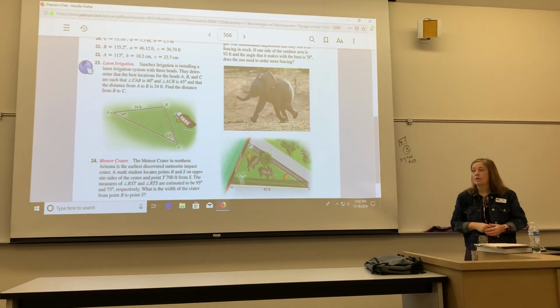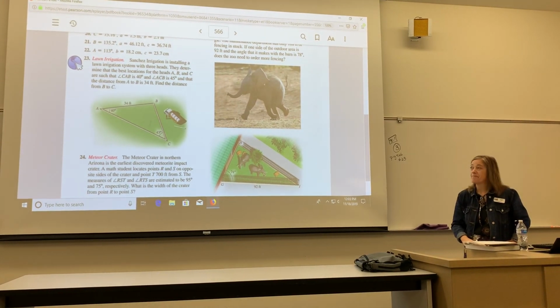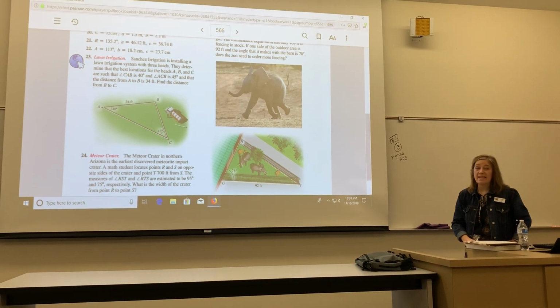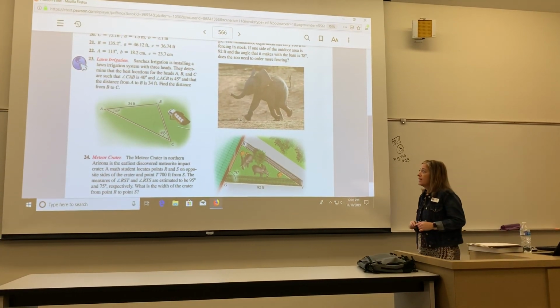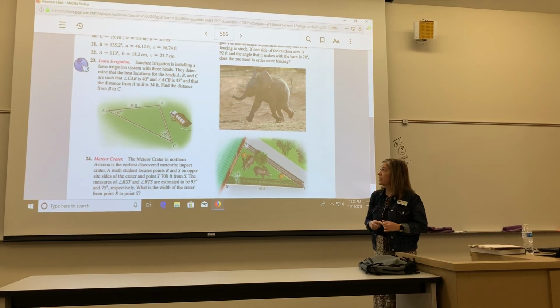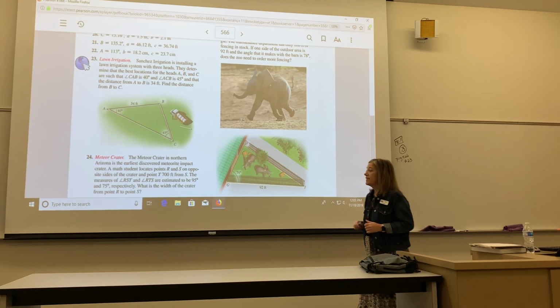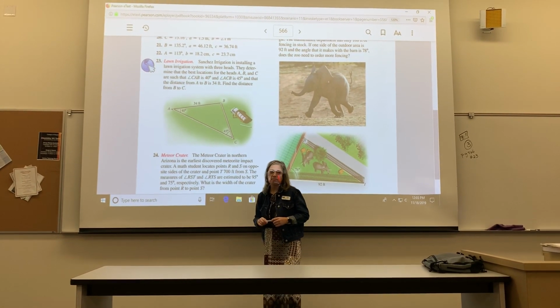Okay, so problem number 23 says the following. This is a lawn irrigation problem. It says Sanchez Irrigation is installing a lawn irrigation system with 3 heads. It says they determined that the best locations for the heads are the following. So it says A, B, and C, and they have a diagram here with A, B, and C.